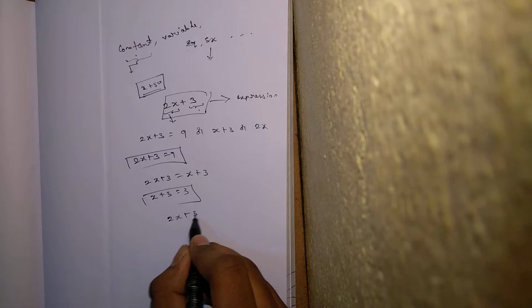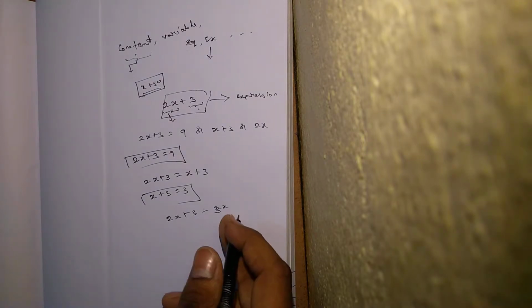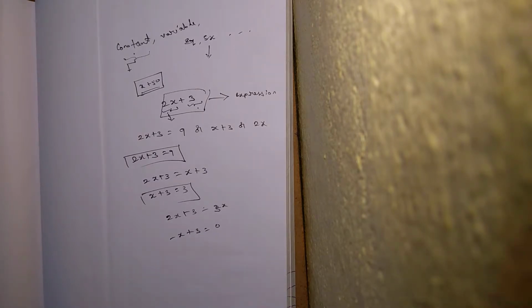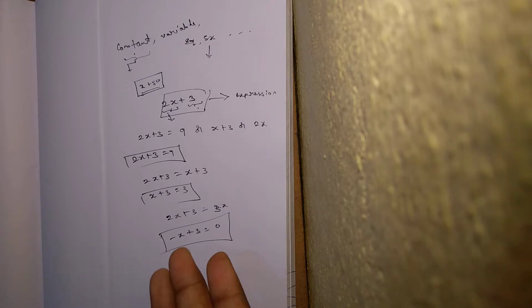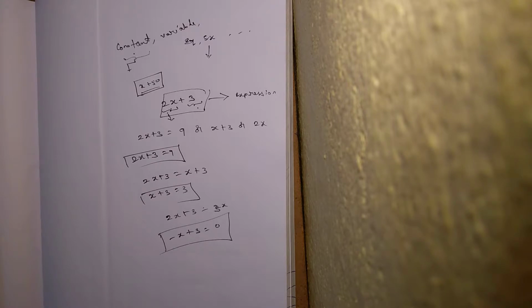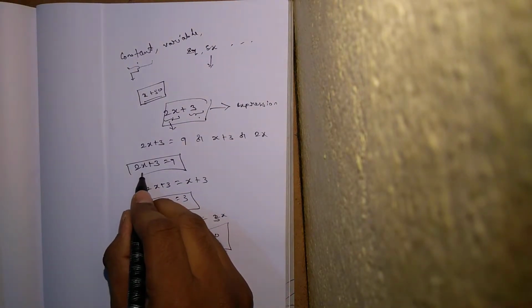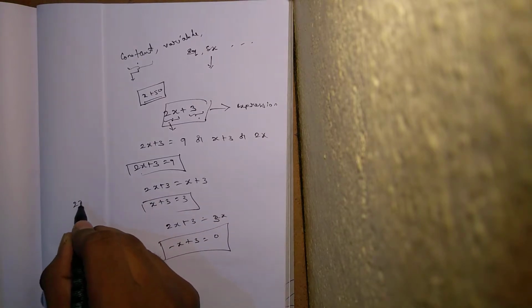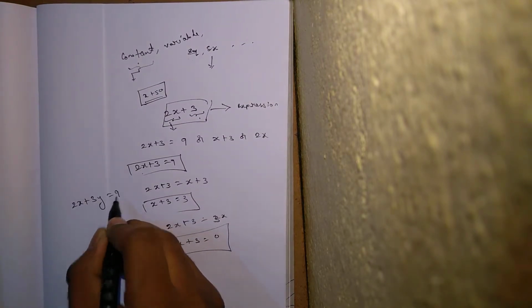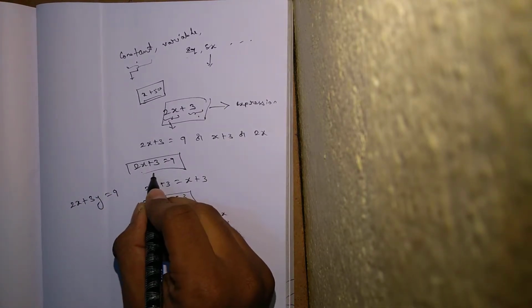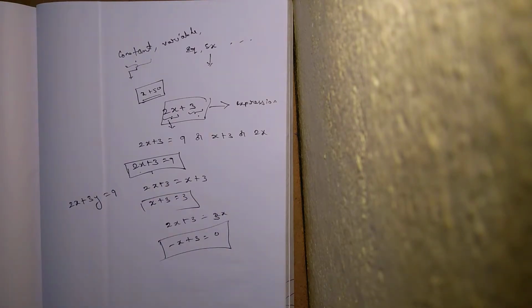Similarly, 2x plus 3 is equal to 2x or 3x. When you bring x this side, it will become minus x plus 3 is equal to 0. So this is what you call an equation. If x is the only variable we have, then we call it a single variable or one variable equation. Here x is the only variable, so we call it a single variable equation. And if you have something like 2x plus 3y is equal to 9, we call it a double variable equation. I hope you got this.